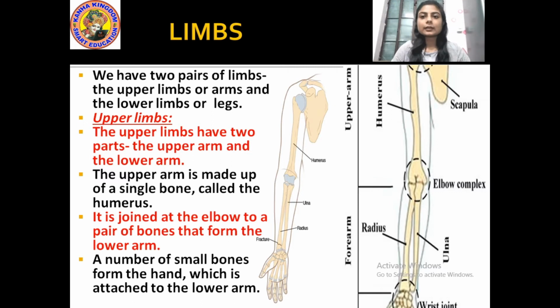And students, a number of small bones form the hand, which is attached to the lower arm. Small bones means the bones that you have in the fingers. They are attached to the radius and ulna, and form the fingers and the palm. These are the bones that are attached to the radius and ulna. So this is the upper limb.